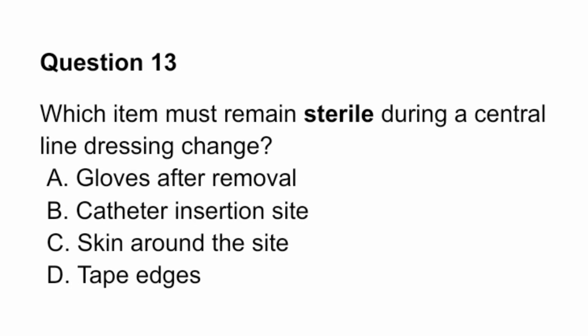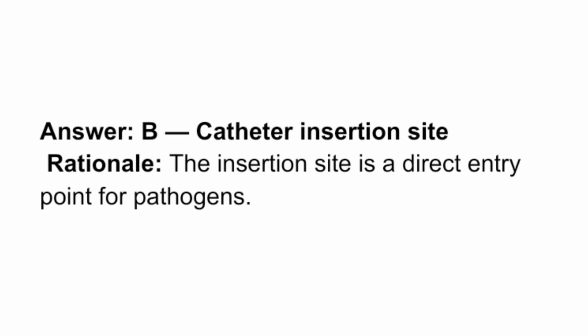Question 13. Which item must remain sterile during a central line dressing change? A. Gloves after removal. B. Catheter insertion site. C. Skin around the site. D. Tape edges. Answer, B. Catheter insertion site. Rationale, the insertion site is a direct entry point for pathogens.